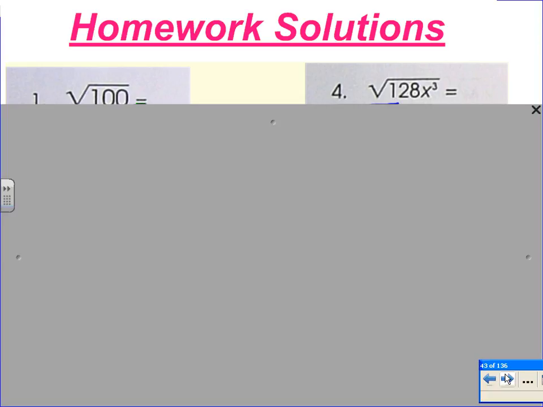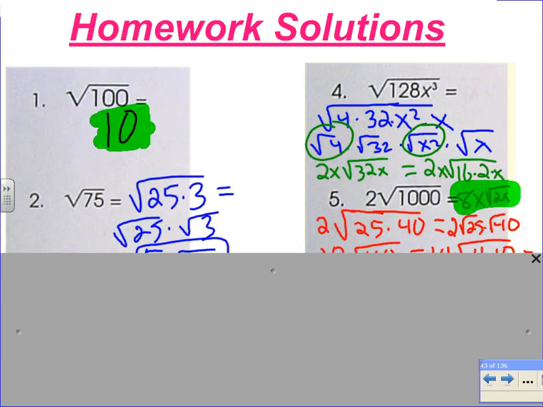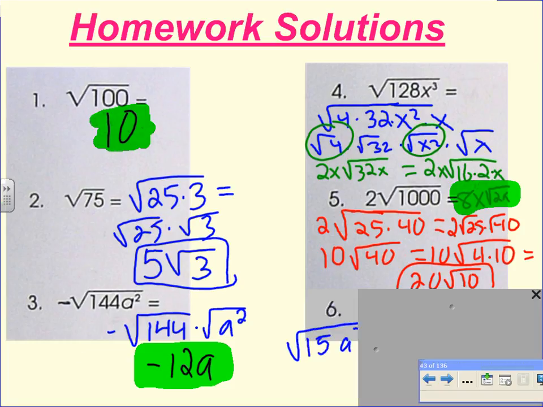Okay, so homework, Steve, number 1. Good, number 1 is 10. Number 2, Gio. Good. 5 times the square root of 3, and I think I have the answers highlighted. Oh, maybe not that one. Number 3, Nathan S. Say that again. Good. Negative 12a. Number 4 is 8x square root of 2x. So number 4 is 8x square root of 2x.